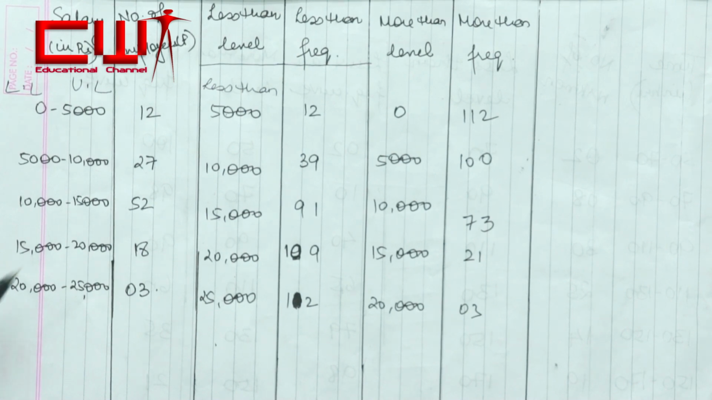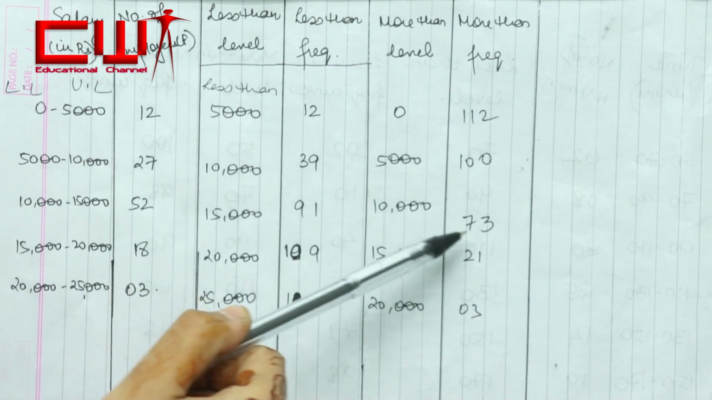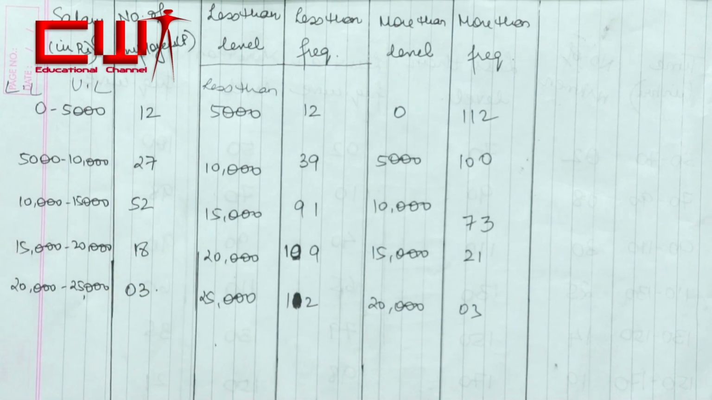For more than frequency, you start from the last number, that is 20 to 25,000. How much is it? 3. Then 18 plus 3, 21. Then 52 plus 21, 73. 27 and 73, 100. 12 and 100, 112. So when you calculate the more than series, you start the calculation in reverse gear.